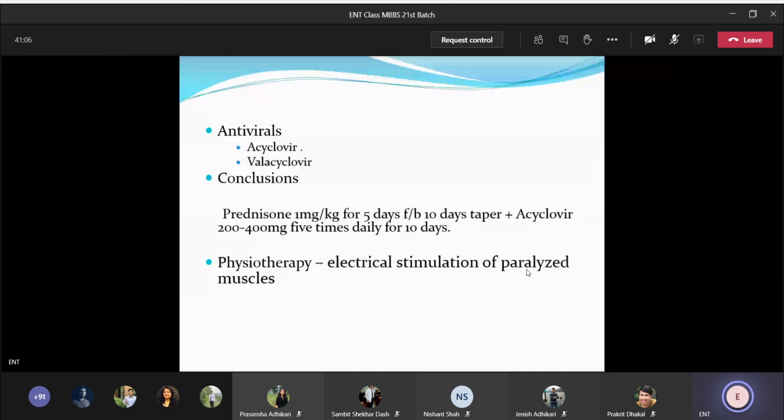And prednisolone also, if the patient is around 60 years of age, 60 kg, then we have to give 60 mg for the 5 days and then we have to taper for the last 10 days. We have to do the physiotherapy, electric stimulation of the paralyzed muscles. So we have to do the physiotherapy by electric stimulation of the paralyzed muscle of the facial supply.